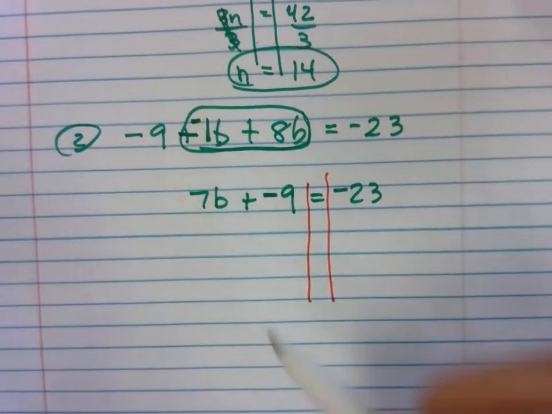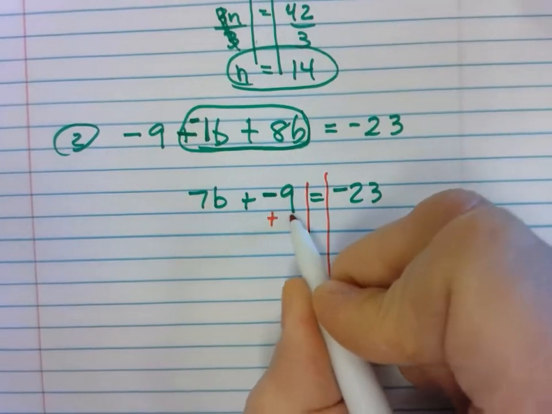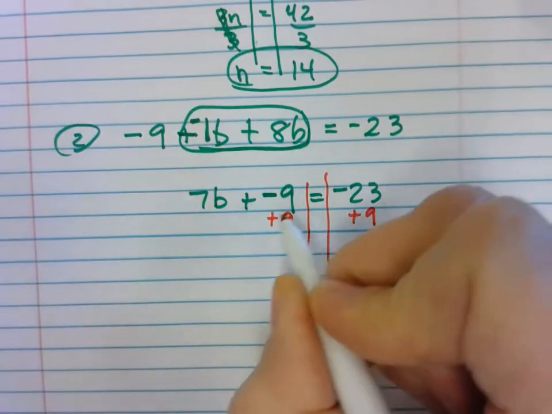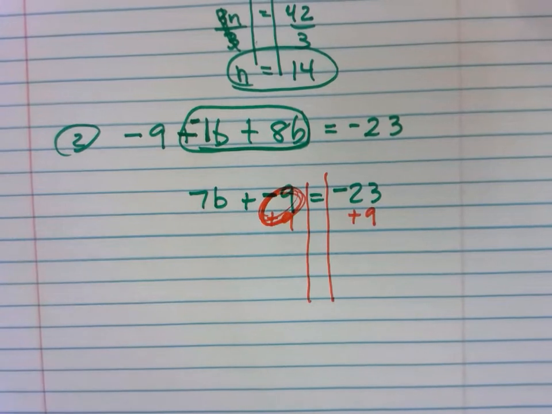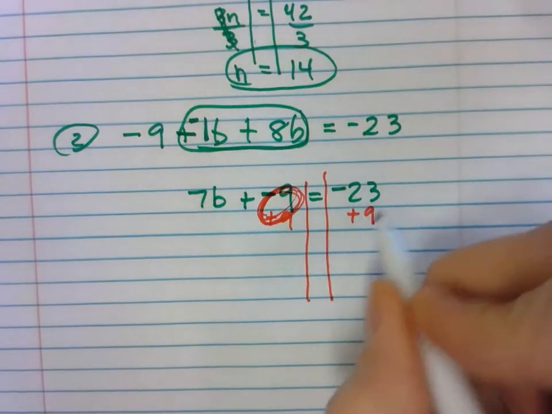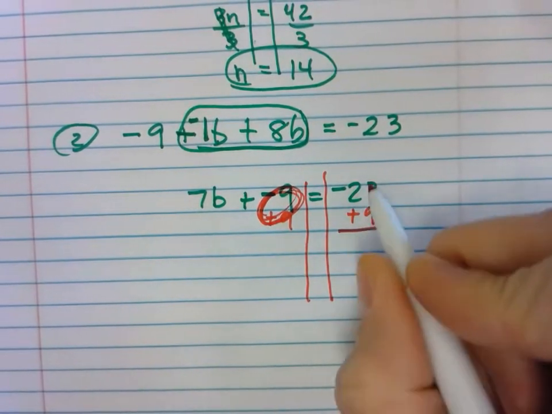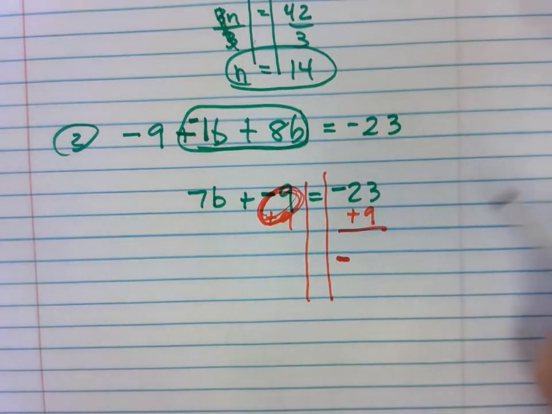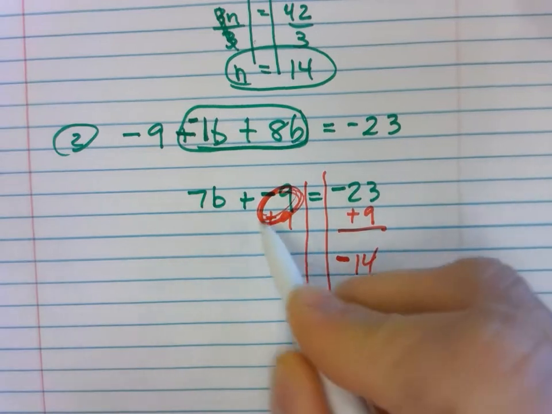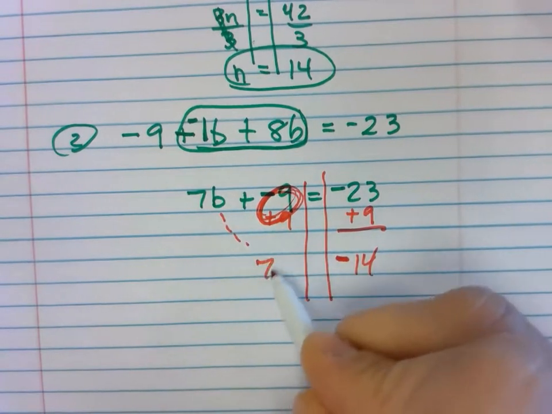All right, very good. Now I'm going to add 9 to cancel that out, and add 9 over here. Those cancel out to a 0. So negative 9 plus 9 is nothing. And negative 23 plus 9, those are different signs, so I'm actually going to subtract them and take the sign of the bigger number. That gives me negative 14. And then I bring down the 7b here.